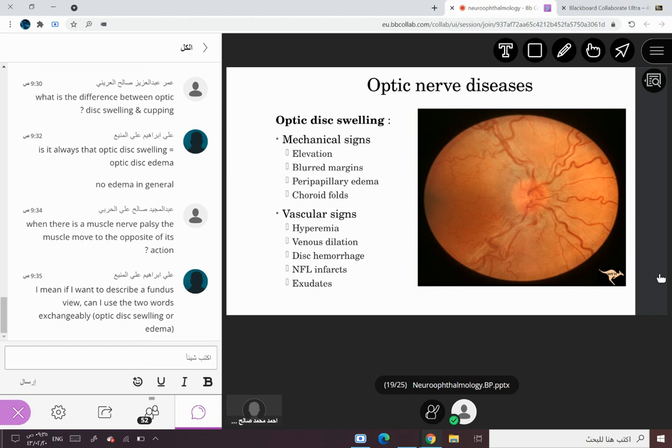If you would like to describe a fundus view, can I use the two words optic disc swelling and edema? Yes, figuratively yes, but don't mention papilledema. What I prefer is disc swelling. It is more generalized and more scientific.